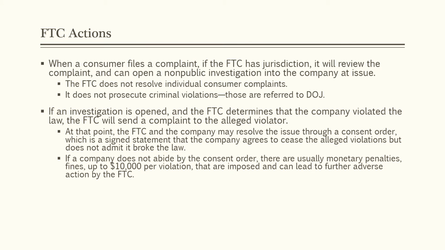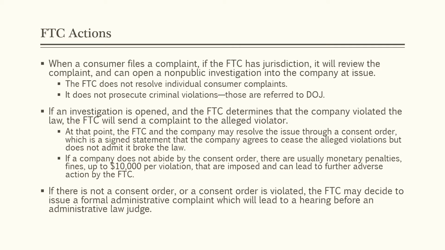If an investigation is opened and the FTC determines that the company violated the law, the FTC will send a complaint to the alleged violator. At that point, the FTC and the company may resolve the issue through a consent order, which is a signed statement that the company agrees to cease the alleged violations but does not admit that it broke the law. If a company does not abide by the consent order, there are usually monetary penalties, fines up to $10,000 per violation that are imposed and could lead to further adverse action by the FTC.